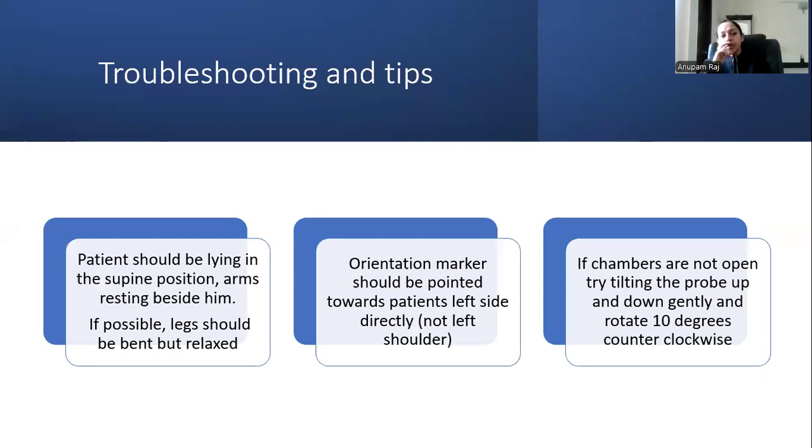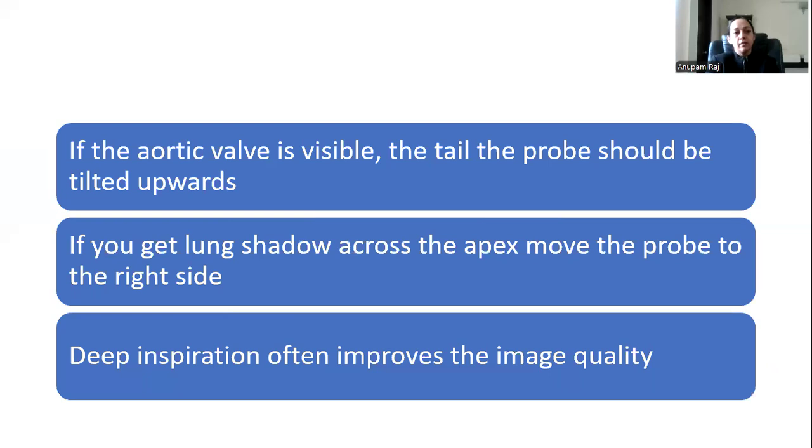Now, for troubleshooting, the patient should be lying supine with the arms resting on either side. If possible, ask the patient to fold the legs so as to relax the abdominal muscles. This will help you maneuver your probe easily. Now, the orientation marker should be pointed towards the patient's left side directly, like I said, 3 o'clock position, rather than towards the patient's shoulder. And if the chambers are not open, try tilting the probe up and down gently and rotate 10 degrees counterclockwise to get the desired image.